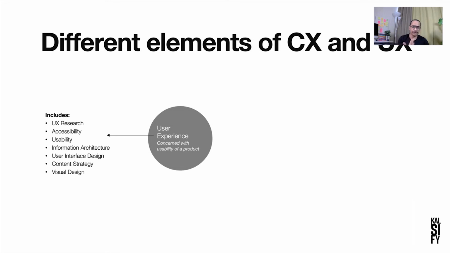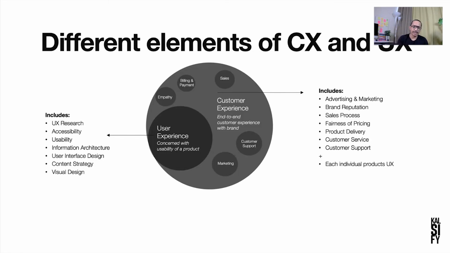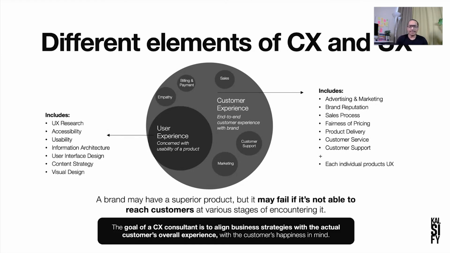So now, user experience we already covered. It deals with the product, and it covers UX, accessibility, usability, information architecture, interface design, content strategy, and visual design. And what is customer experience? Customer experience is end to end, right? So customer experience also includes advertising and marketing, brand reputation, sales process, fairness of pricing, product delivery, and all those things. A brand may have a superior product, but it may fail if it's not able to reach customers at various stages of encountering it.